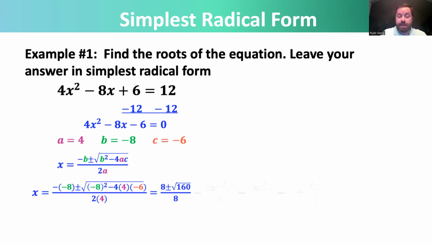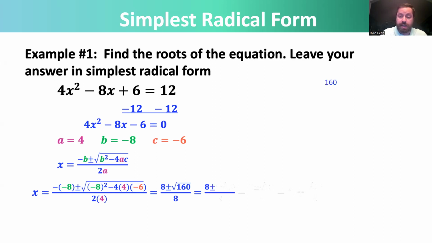Square root of 160, if you type that in your calculator, you get like 12.6 or 12.7 or something like that, but that's a rounded number. We don't want to have a rounded number. We want to have an exact answer. So we're going to go back to what we learned about radicals. We've got to break that down.